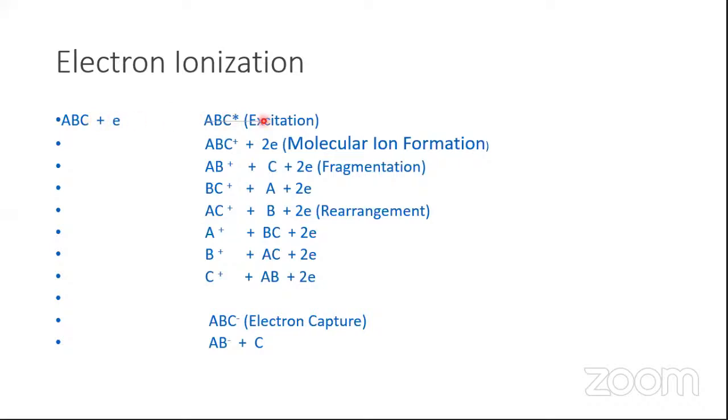AB plus, and this C is a neutral. So every time you have a fragment formed, there is also a neutral formed, because the bond between B and C is broken. This gets a positive charge, and this becomes a neutral, because there is only one positive charge here. So you get AB plus and C. You may get BC plus and A. You may get rearrangement, so AC plus, and then BC becomes a neutral. So every time you get an ion with a neutral, neutrals also help us in finding out information about the substance.